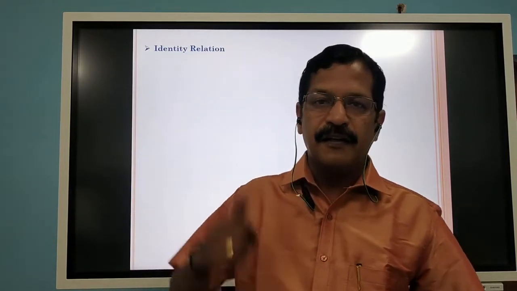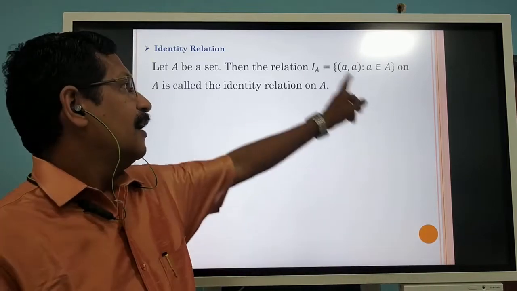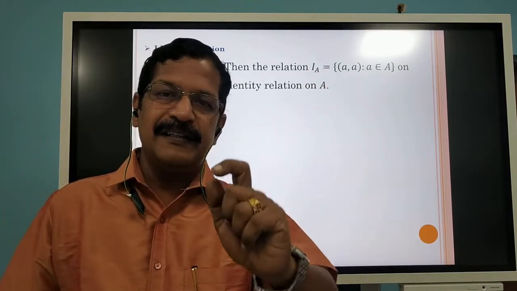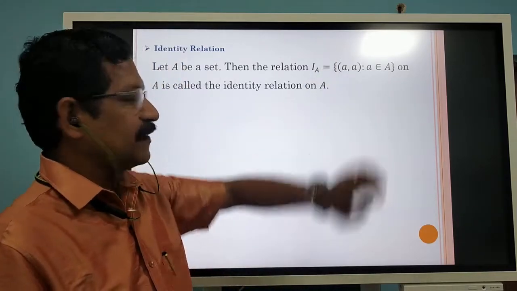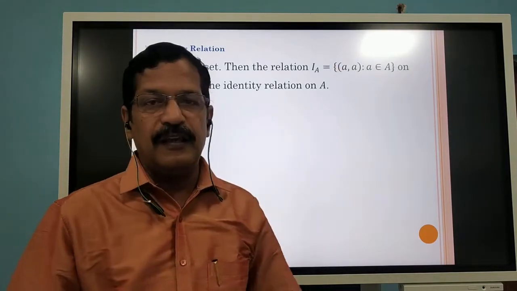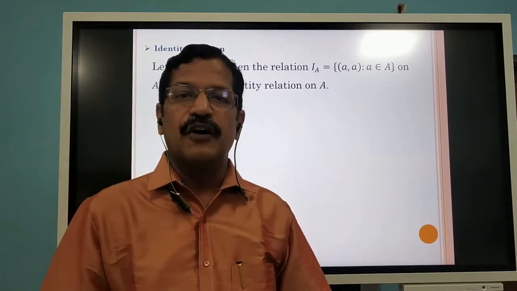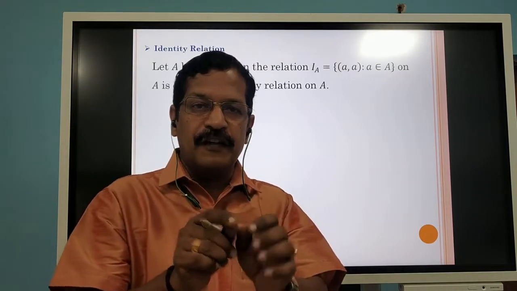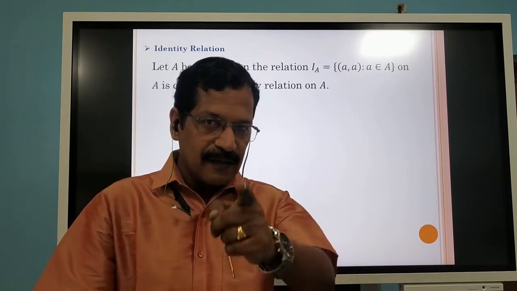Now, I am going to discuss another relation that is called the identity relation. Let A be a non-empty set, then a relation I_A, generally the identity relation is denoted by capital I, and it is defined on the set A. So, we are writing it as I_A. It is the set of all ordered pairs (a, a) such that a is an element of A. This is called the identity relation on A. So, the identity relation is the set of all elements that are related to themselves only. I will give you an example.